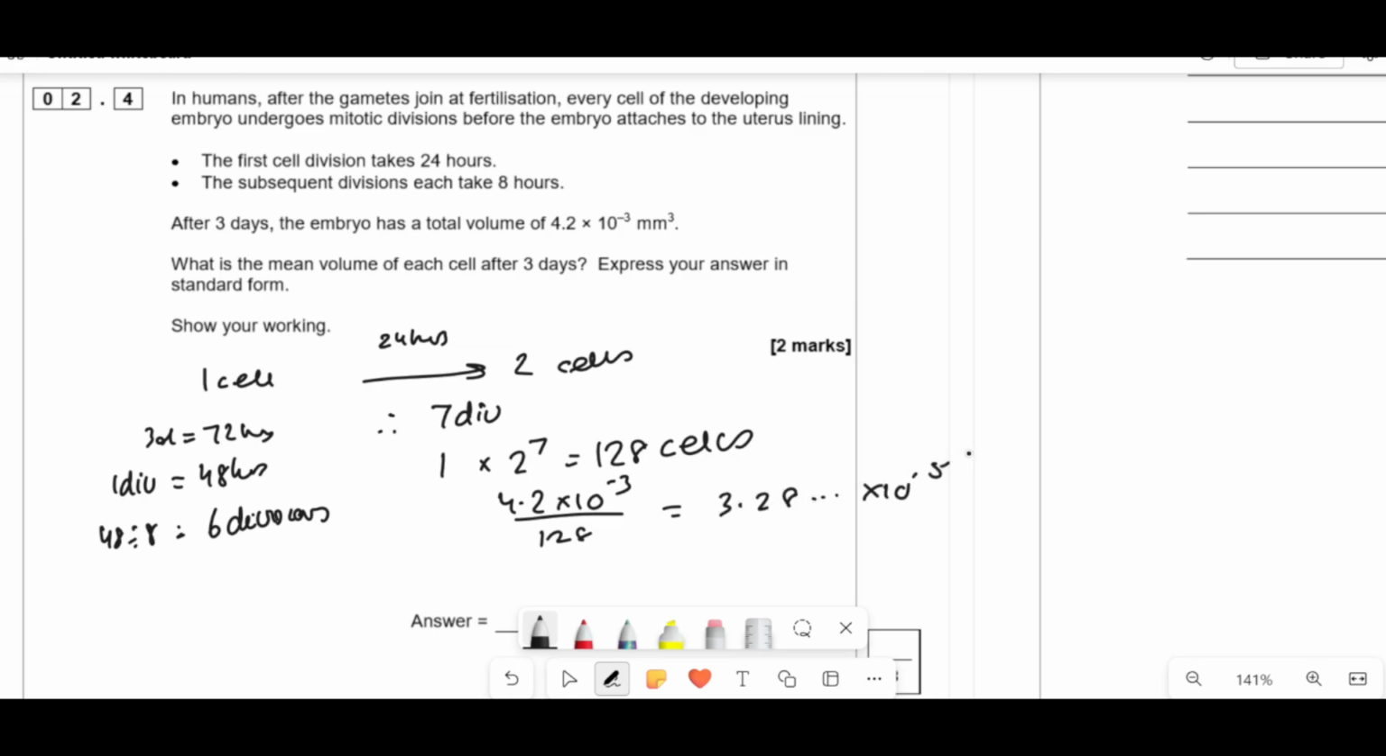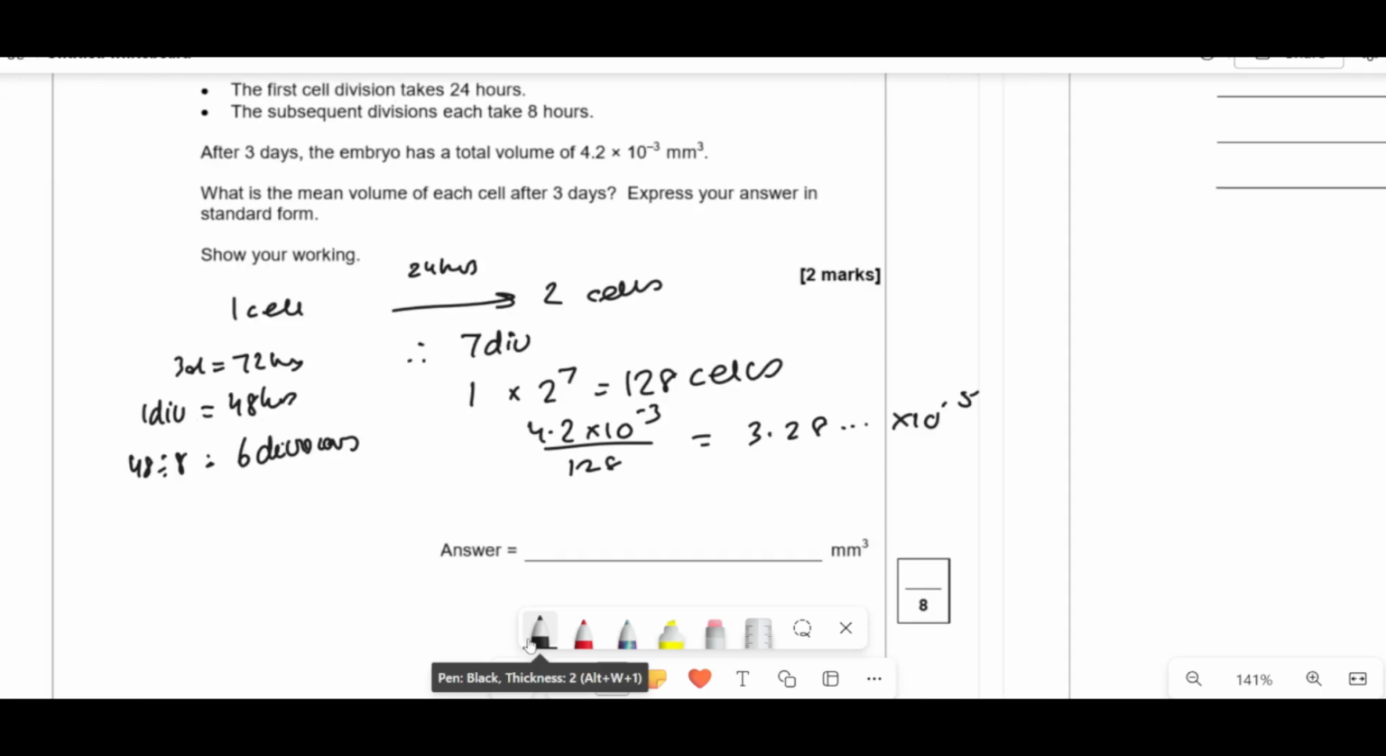We try and match the number of significant figures in the question. So it's going to be 3.3, to 1 decimal place of 2 significant figures. So it's 3.3 times 10 to the minus 5 there.